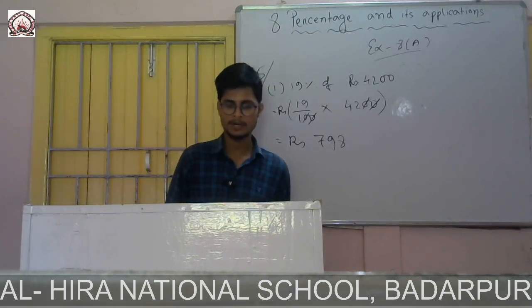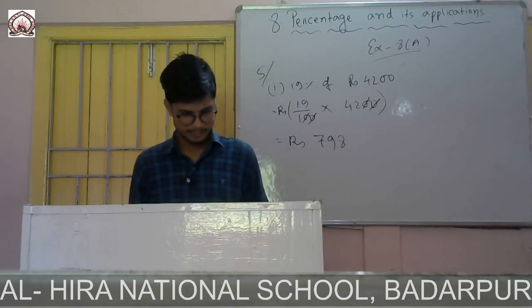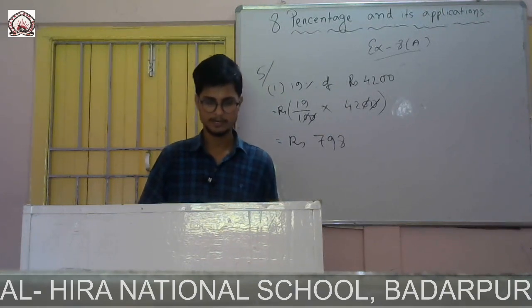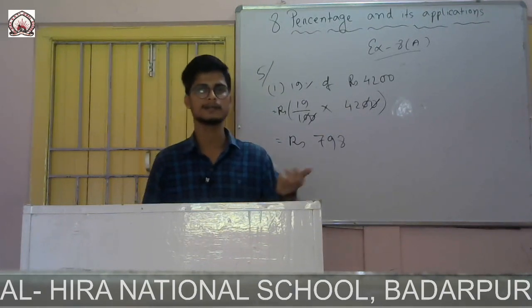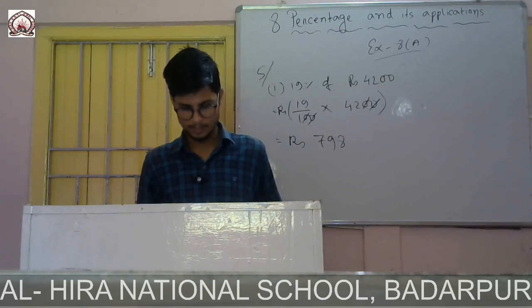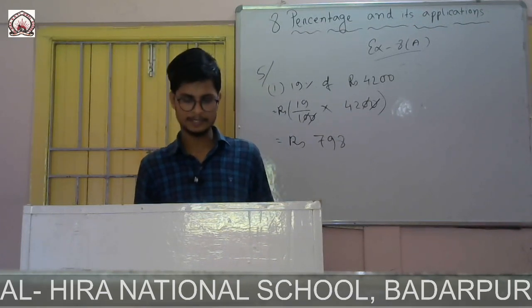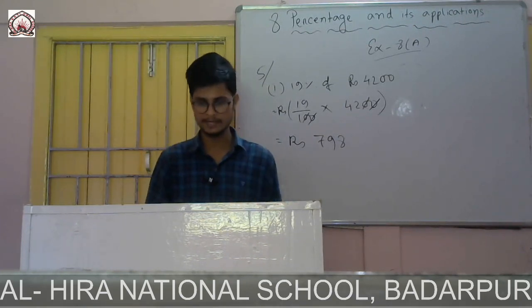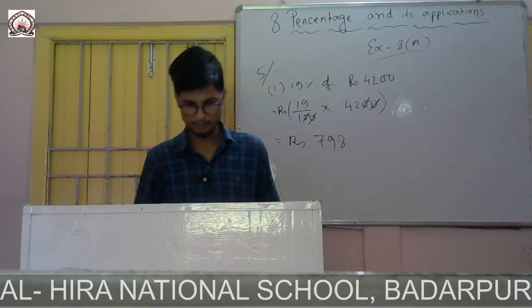Okay, now Roman number 2 and 3. In Roman number 2, what you do? Simply convert. It is given, okay, no need to convert. You can directly do 75 by 100, right, into 440. For Roman number 3, same: 30% means 30 by 100 into 20. And Roman number 4, okay, let me do this one.